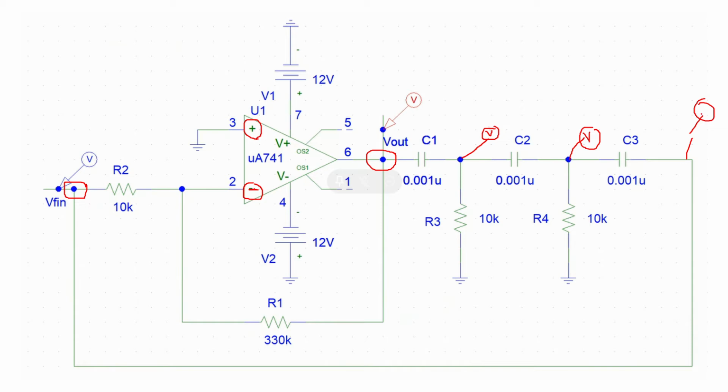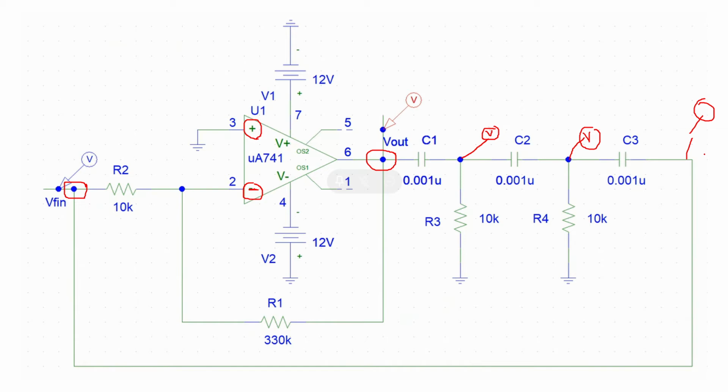Okay, so these three places will show you that the first one will shift 60 degrees between input and output, the second one 120 degrees different from input and output, and the third one will be 180 degrees.